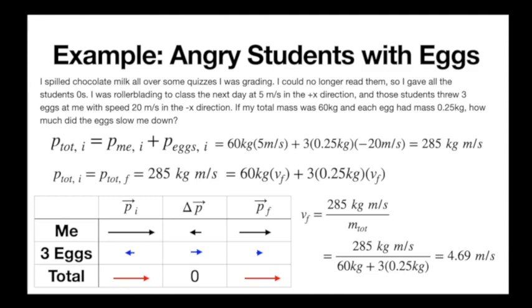So does that make sense? Does that represent a slight slowdown of me due to getting hit by the eggs? Yeah, I started moving 5 meters per second in one direction, 3 eggs hit me, and now I'm moving a bit less than that. And the eggs are also moving at this speed, right? V final represents the speed of me and of the eggs because they're stuck to me. So the eggs were moving very fast toward me, they hit me, and now we're all moving a little bit slower than I initially was in that original direction that I was moving.